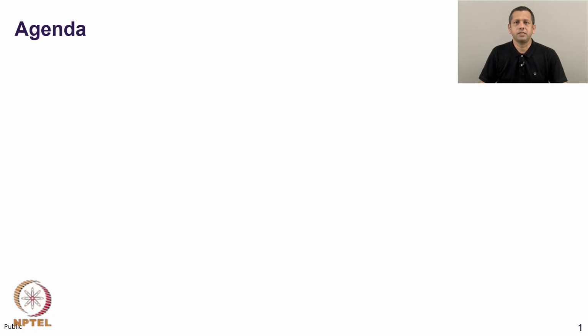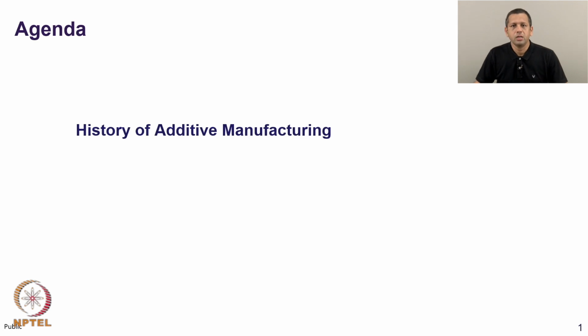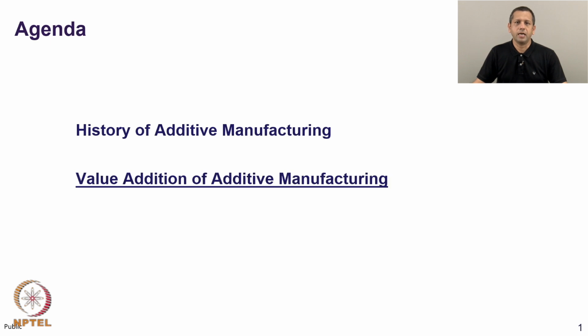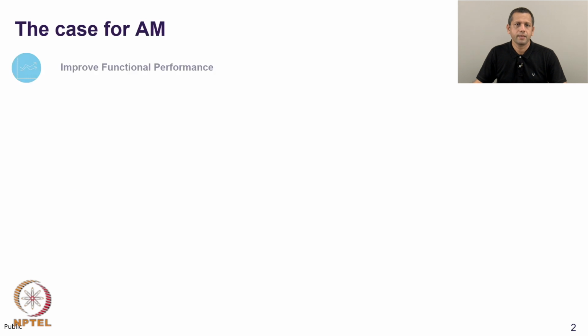In this part of the session, we'll learn about value additions due to additive manufacturing. We'll learn why one should use additive manufacturing for making the whole component or a small part of it. We now already know the whole detailed history of additive manufacturing. Let us see what benefits additive manufacturing has over the conventional processes.